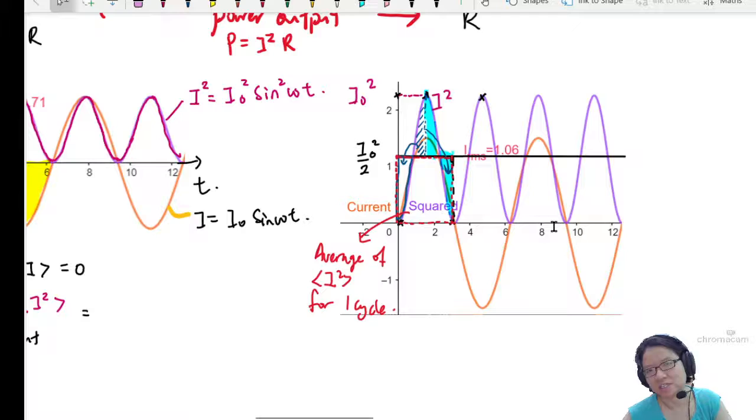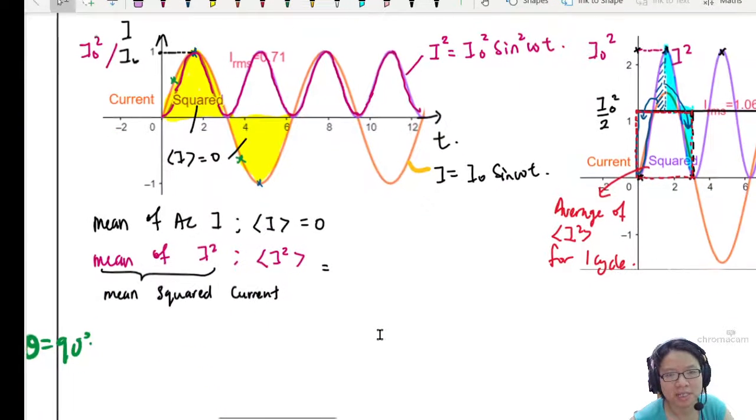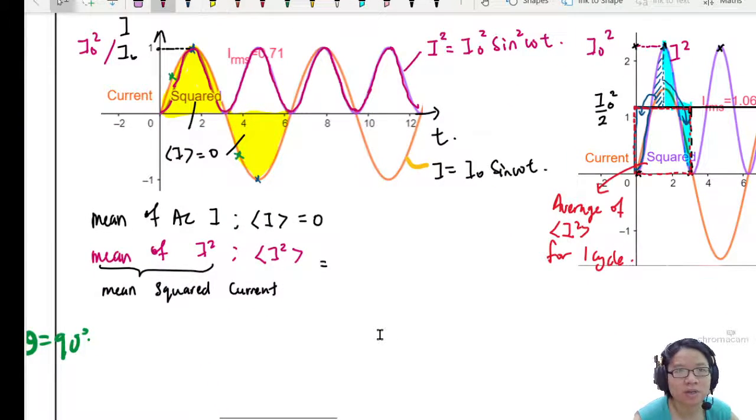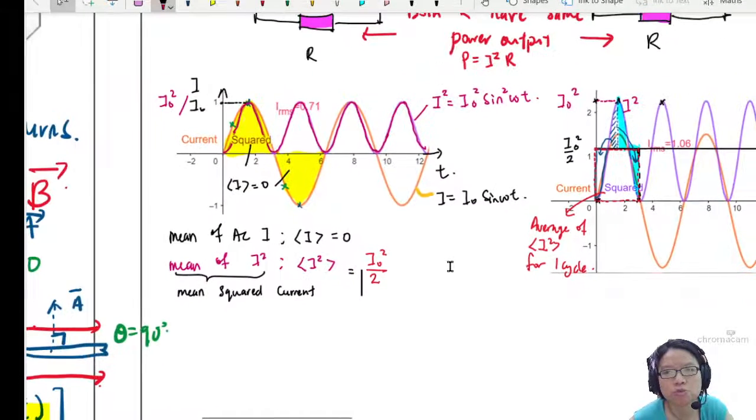Because those are the activities that I used to do. So you could cut out this, it will fit nicely. So this entire area becomes the average of I square. This means that the mean square current now is our beautiful I naught square over 2. Wonderful. Beautiful.